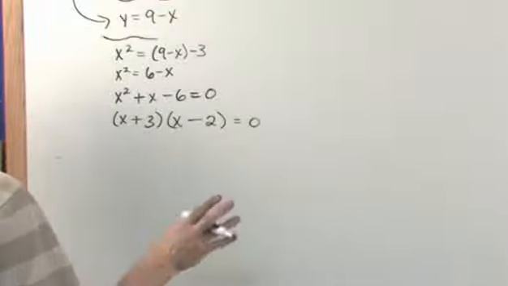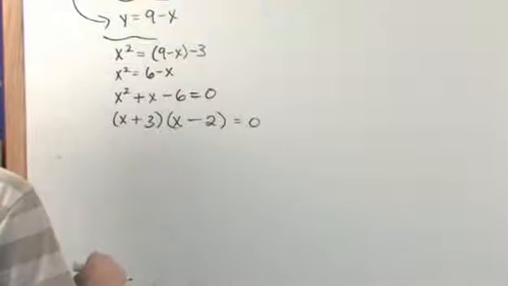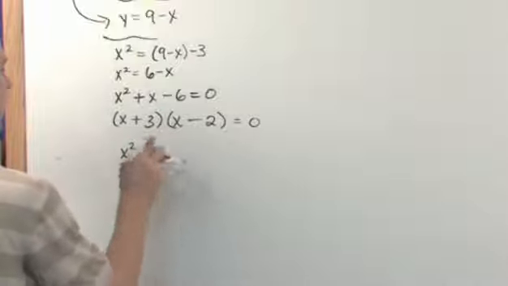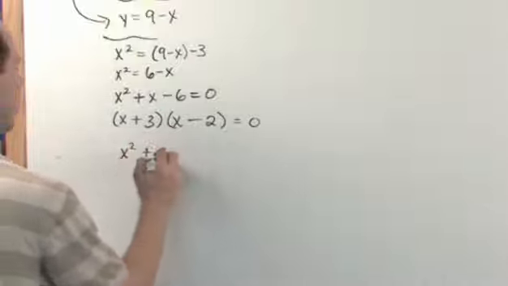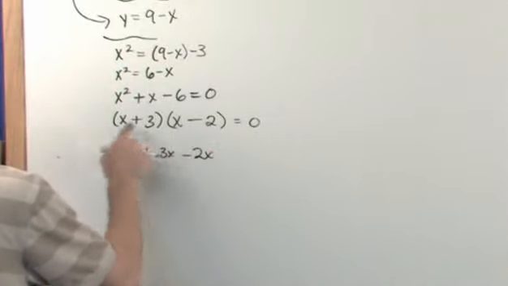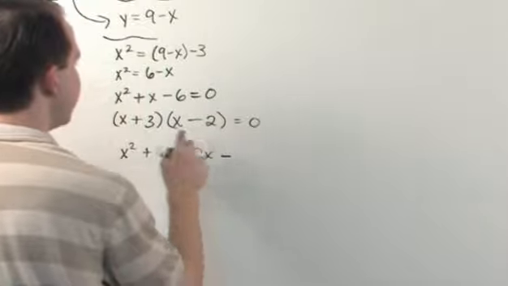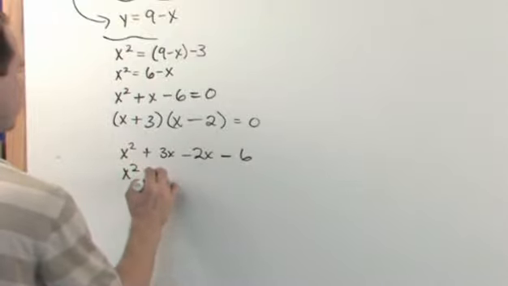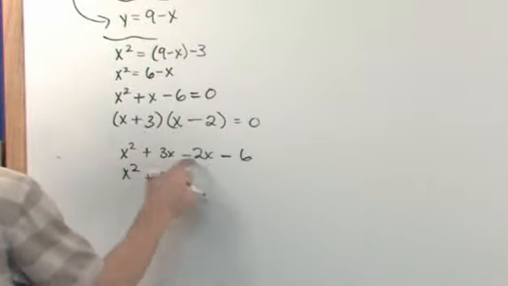But if you can't do it that much in your head, that's okay. You just play with the signs and check your work. X times x, I'm just checking now. X squared. Your inside term is 3x. Your outside term, this one times this one, is negative 2x, and then your last term is negative 6. And I think you can see that when you add the two terms in the middle.